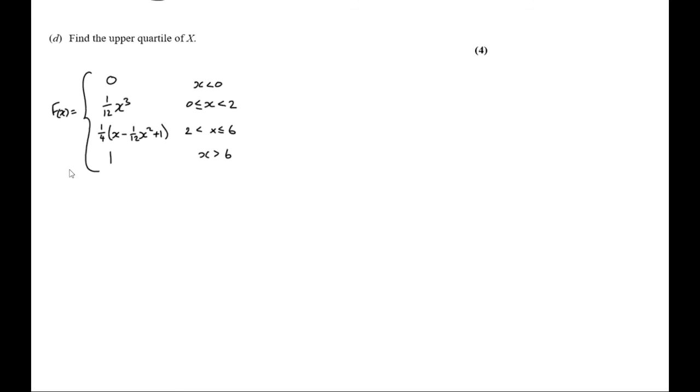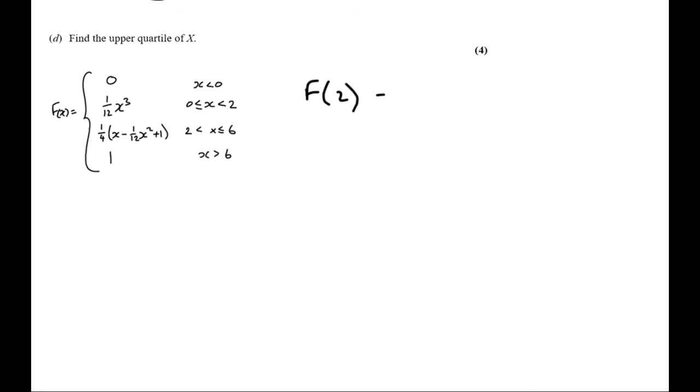And on to the last part of the question. Part D, we're asked to find the upper quartile of x. Okay, so up to now, we have 2 different functions that we may have to use. We first need to determine whether the upper quartile will be contained within the first function, 1/12 of x cubed, in the interval 0 to 2, or will it be contained in the second function and be in the interval 2 to 6. To do this, we will evaluate f of 2.